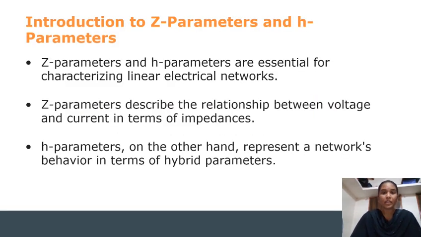Introduction to Z parameters and H parameters. Z parameters and H parameters are essential for characterizing linear electrical networks. Z parameters describe the relationship between voltage and current in terms of impedances. H parameters, on the other hand, represent a network's behavior in terms of hybrid parameters.